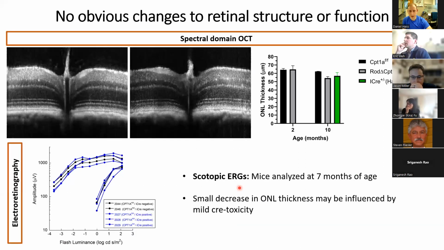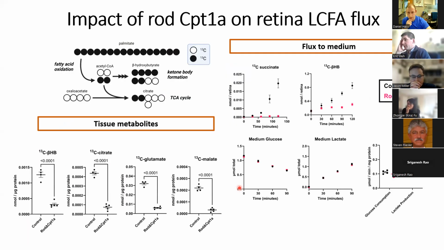Hey, Dan. On your previous slide, was that just retina, or did you do iCup metabolomics too? This is just retina. Have you looked at iCups yet to see if corresponding to the delta CPT1A in rods? Yeah. No, I haven't done that. What are you thinking?